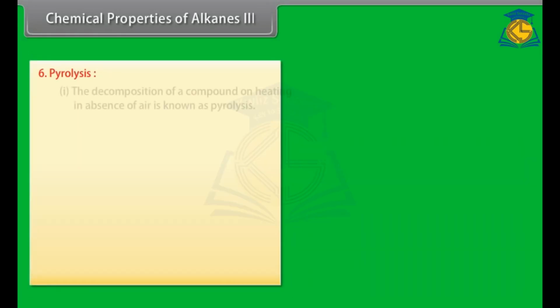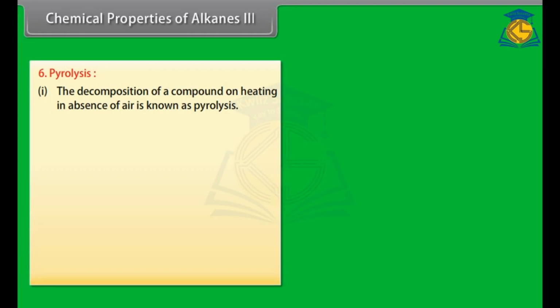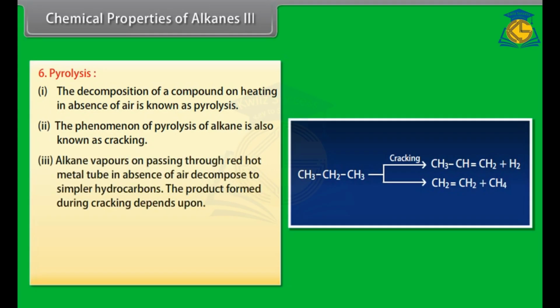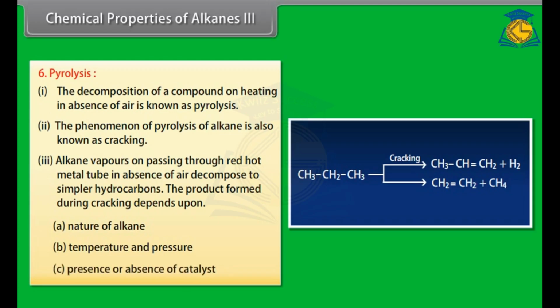Pyrolysis. Number 1. The decomposition of a compound on heating in absence of air is known as pyrolysis. Number 2. The phenomenon of pyrolysis of alkanes is also known as cracking. Number 3. Alkane vapors on passing through a red-hot metal tube in absence of air decompose to simpler hydrocarbons. The product formed during cracking depends upon A. Nature of alkane, B. Temperature and pressure, C. Presence or absence of catalyst.